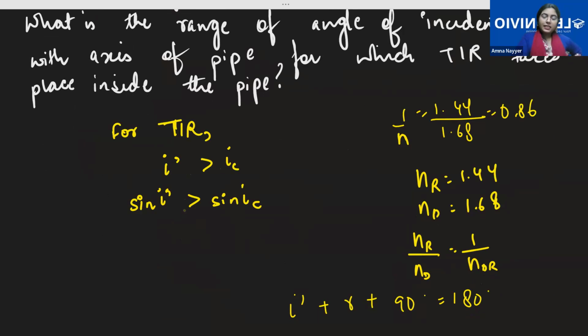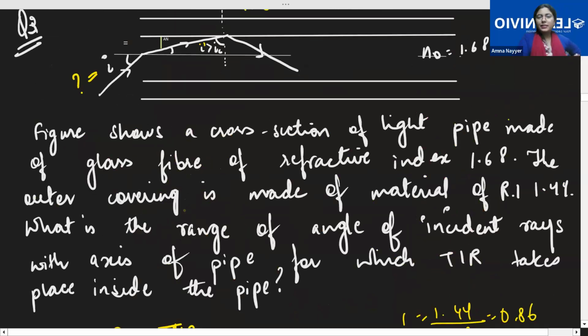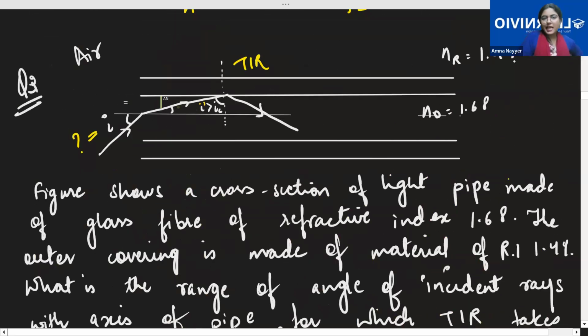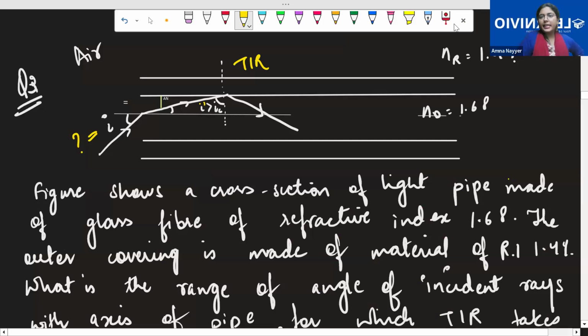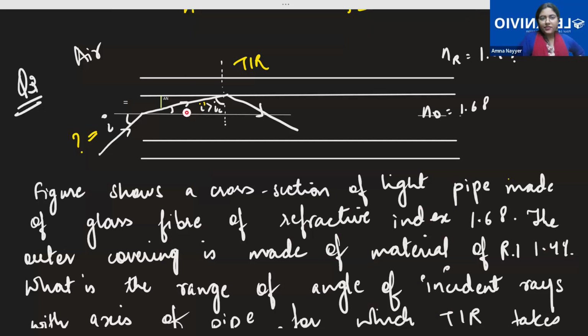This I dash is not required, but see class, I know this angle of refraction. Just understand the technique to solve this question. If I know this angle of refraction, I know the refractive index of this material already, it's mentioned. This is air, I know the refractive index. If somehow I know this angle of refraction and I apply Snell's law here, I'll get this angle, sine I.